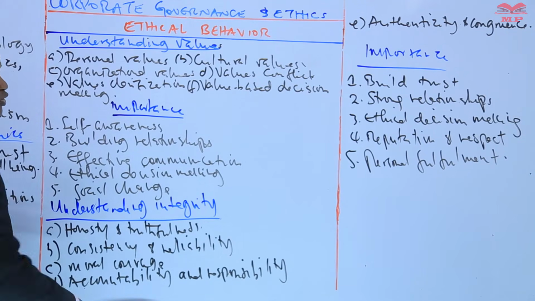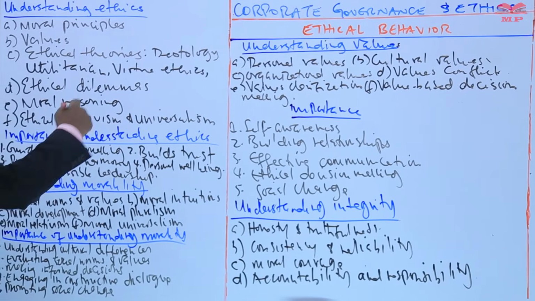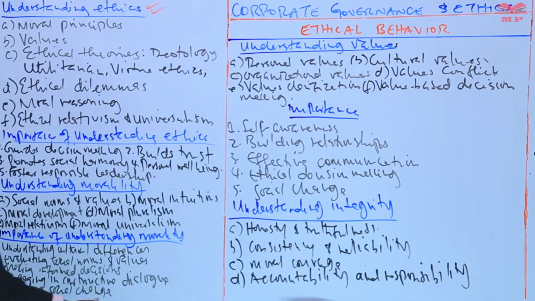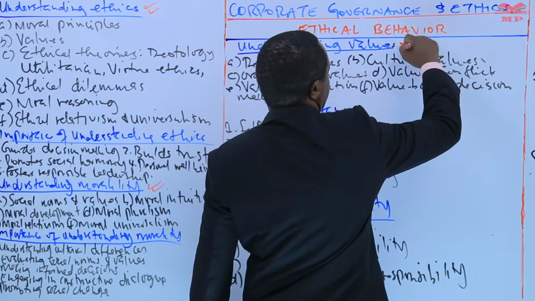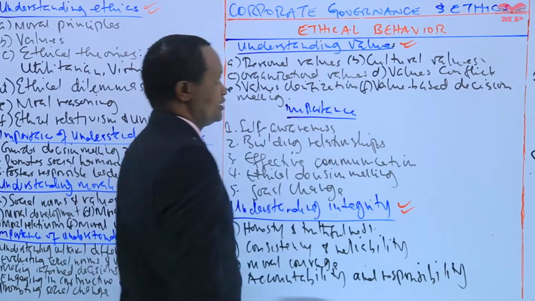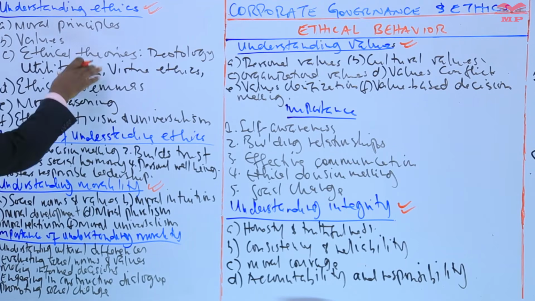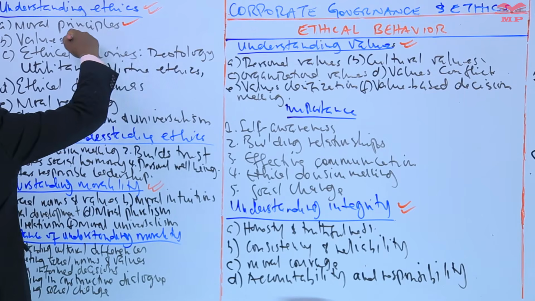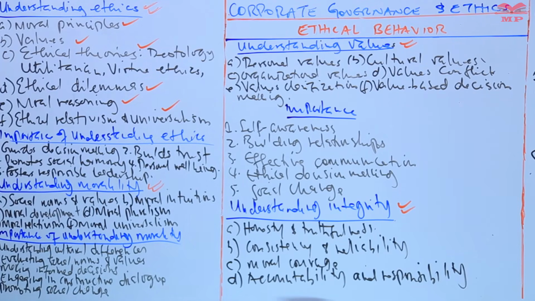And that will bring this lesson to an end, where we've discussed 4 aspects or 4 areas. We began by studying the aspects of understanding ethics, understanding morality, understanding values, and understanding integrity. Under each aspect or subtopic, we've covered the key aspects of understanding each. To understand, for example, ethics, one has to have knowledge of moral principles, values, ethical theories, ethical dilemmas, moral reasoning, ethical relativism, and ethical universalism.